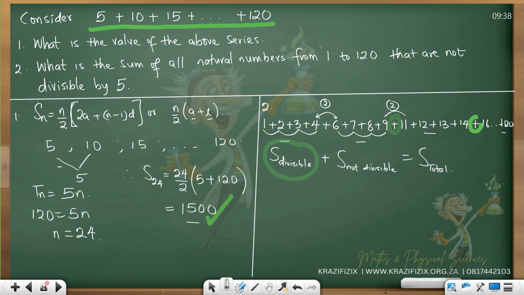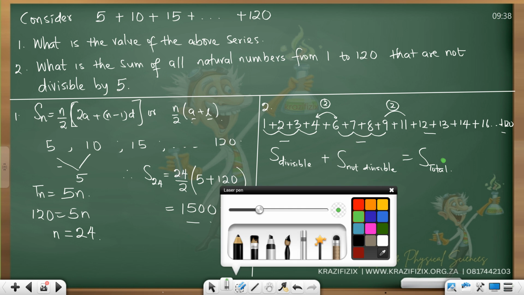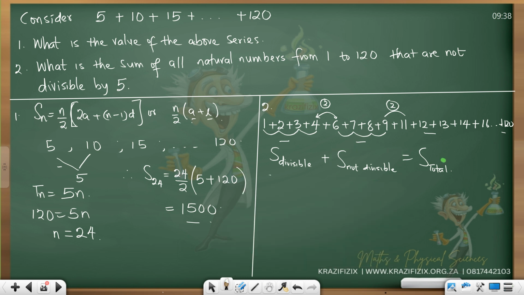What are we looking for? We are looking for sum of numbers that are not divisible. Or sometimes they use the word multiples. Can I get total? Total will be all inclusive of 1 to 120, including 5s, multiples of 5.